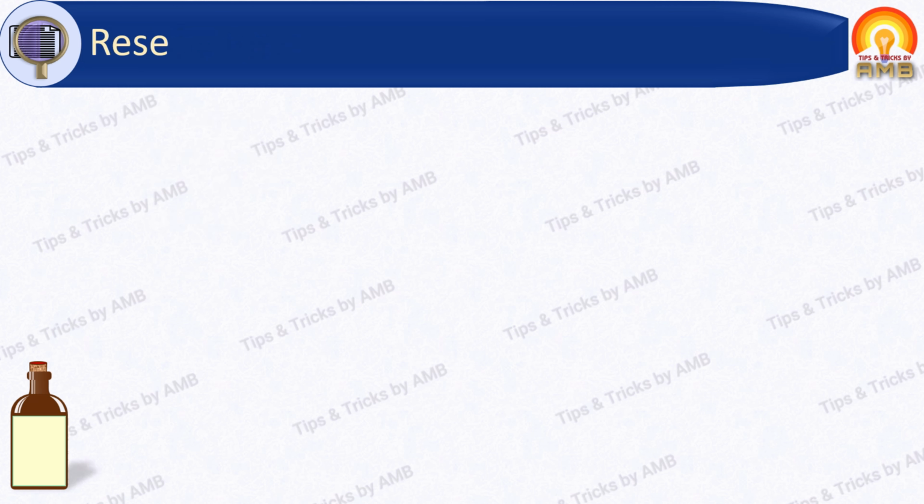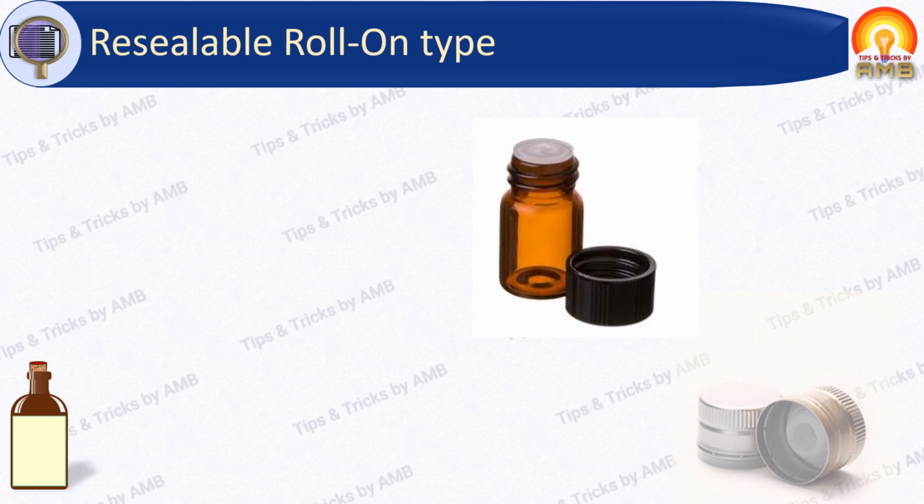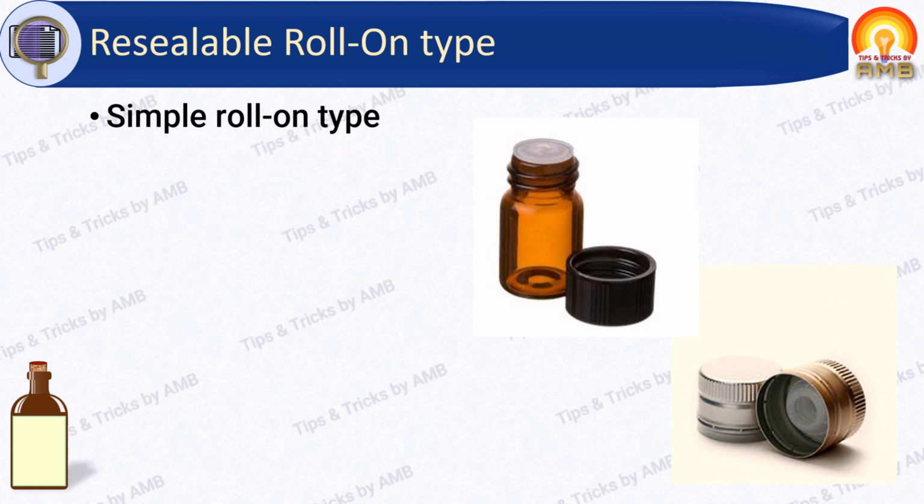Let's see resealable type first. These are simple roll-on type containers that can be opened easily and resealed easily.